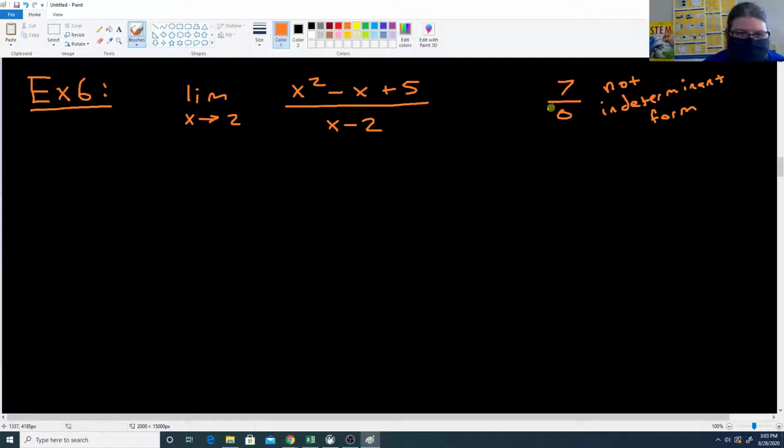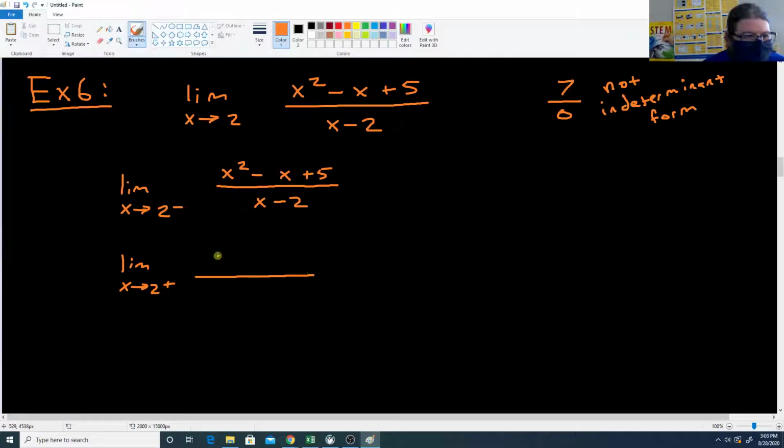So instead of doing the indeterminate form and canceling stuff, we're going to have to just go through and figure out what's going on here. Graphically, we know we have a vertical asymptote there. Let's think about the limit as x approaches 2 from the left of this expression, and then the limit as x approaches 2 from the right.